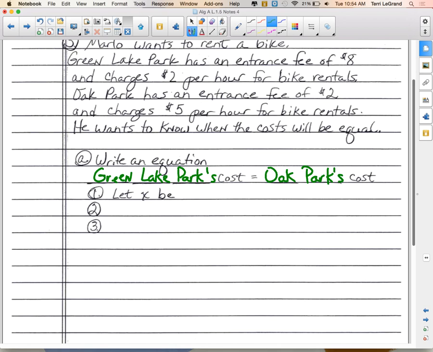And the reason we're just doing this in words first is so that it helps us be able to say, here's what I would do to find Green Lake Park's cost. Here's what I would do to find Oak Park's cost. And then I would have my equation to solve. So this is the process I want you to follow in that problem you're gonna do in your homework also, okay? So is there an unknown in this? There are some things we know, but is there anything that we don't know? What's something that we know?